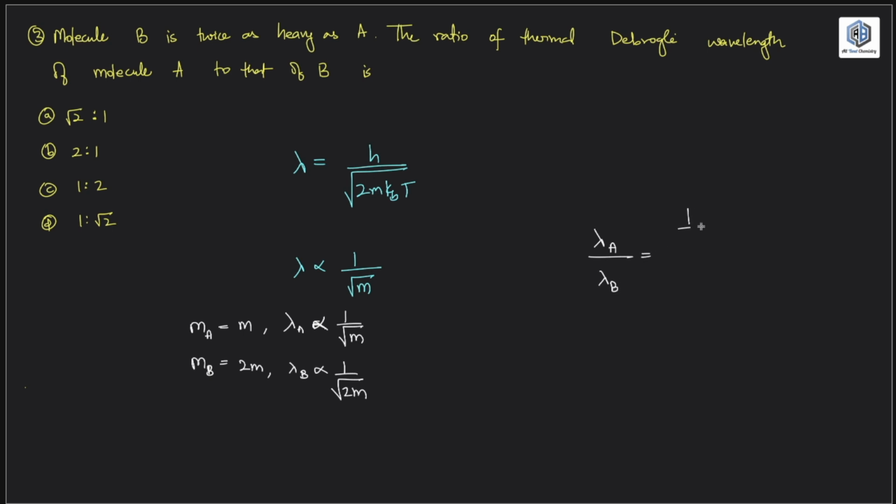So that will be 1 upon under root m divided by 1 upon under root 2m. If you solve this, you can write it as 1 upon under root m multiplied by under root 2m upon 1. Solving this, you will get root 2 upon 1, which equals root 2 is to 1, and the correct option is option number A. So it was a pretty simple, straightforward question. I hope you all have answered this correctly.